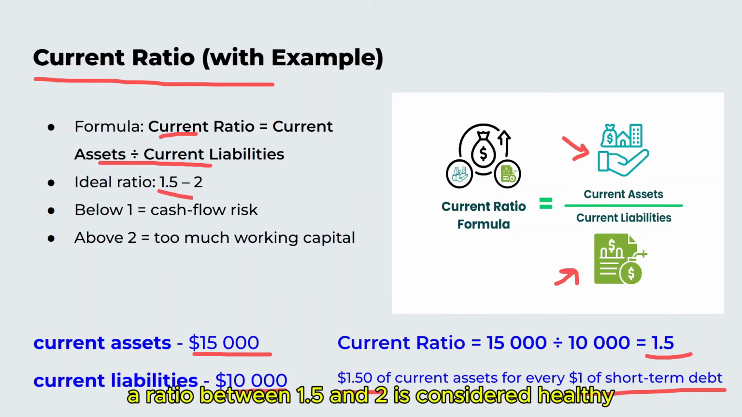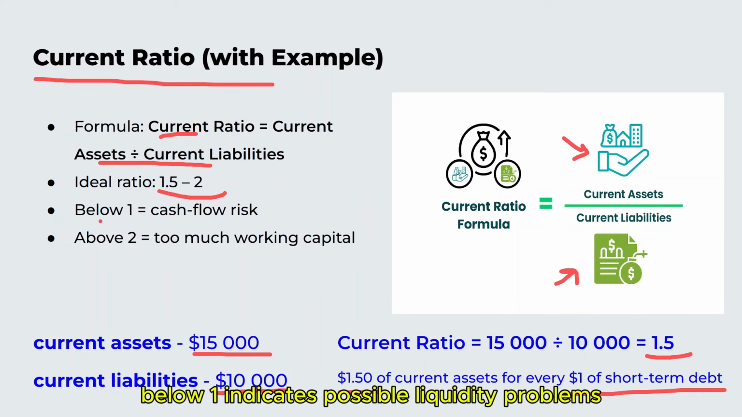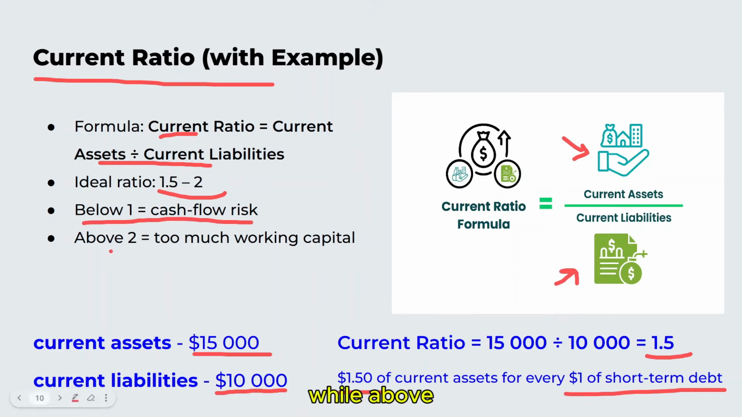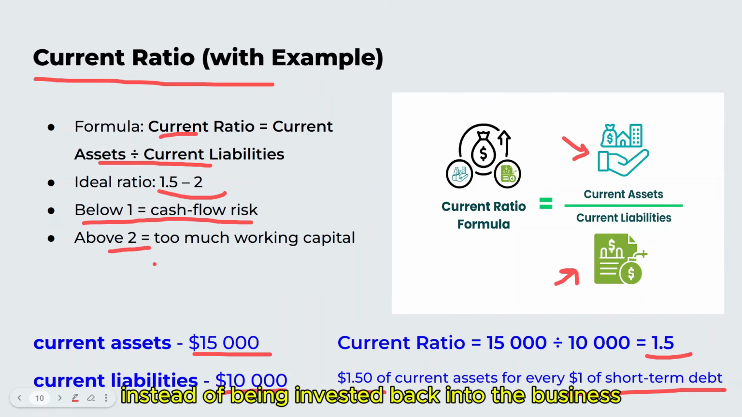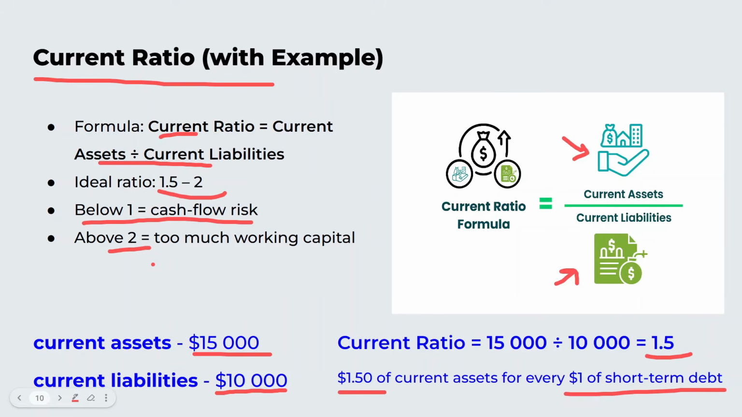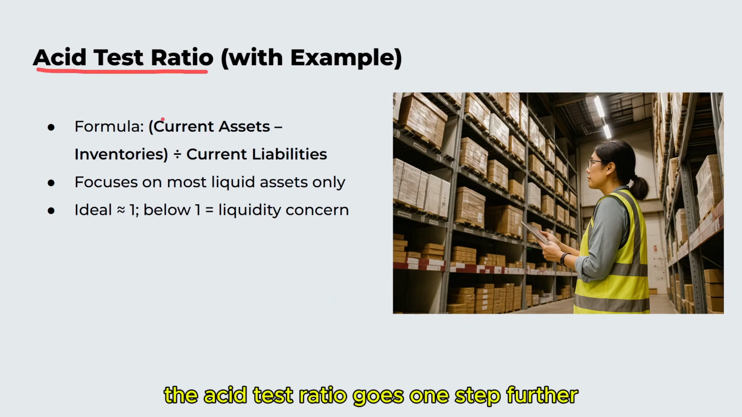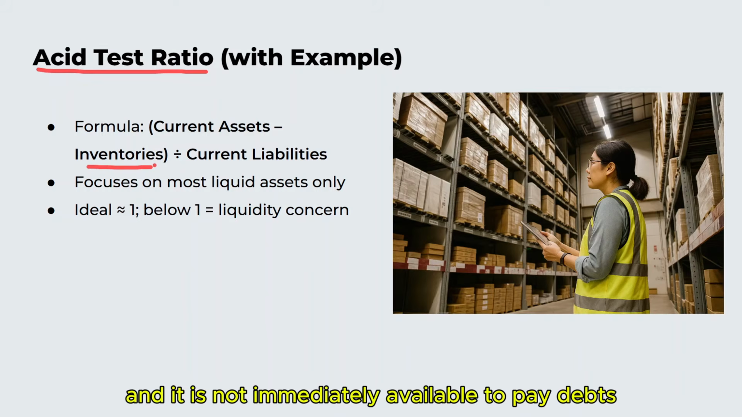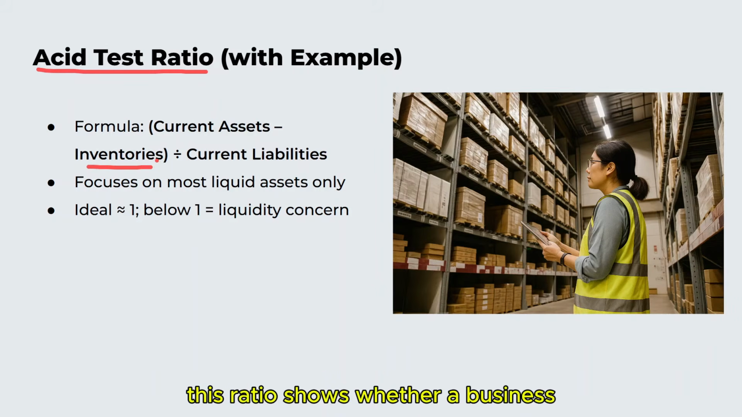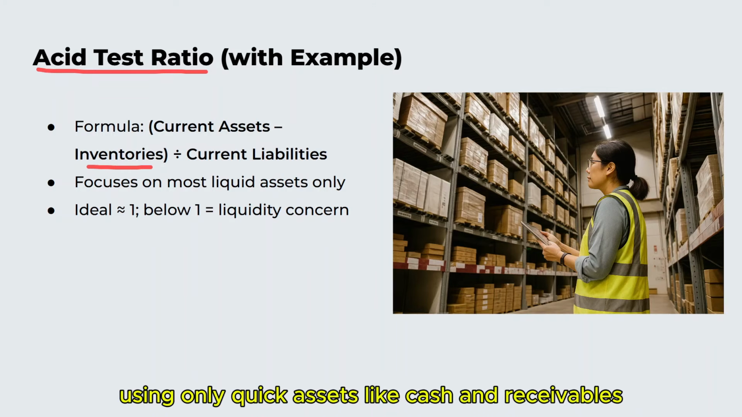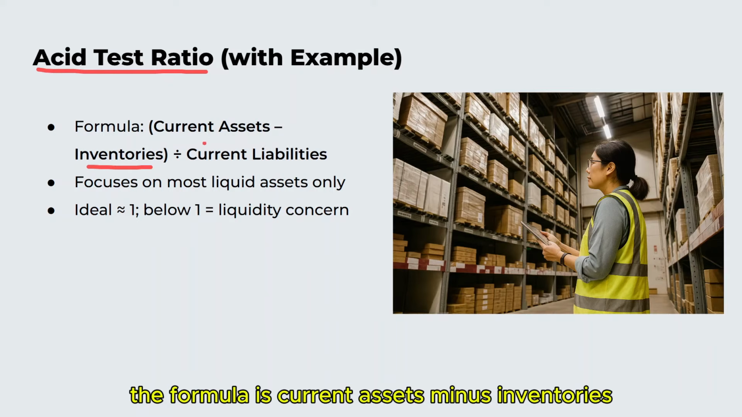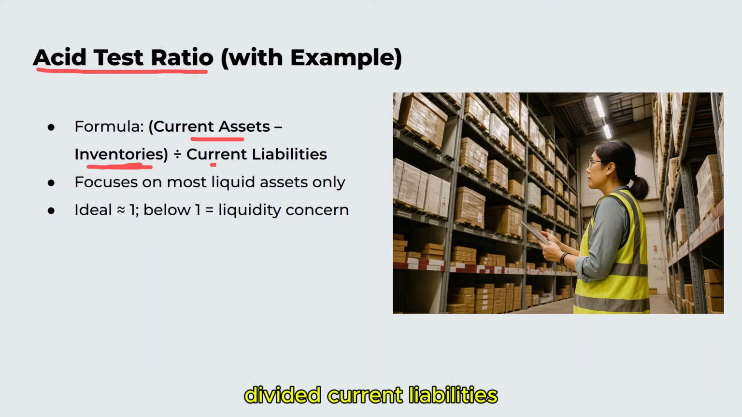A ratio between 1.5 and 2 is considered healthy. Below 1 indicates possible liquidity problems, while above 2 shows that too much money is tied up in unproductive cash or stock instead of being invested back into the business. Next, acid test ratio. The acid test ratio goes one step further. It removes inventories because stock takes time to sell and it is not immediately available to pay debts. This ratio shows whether a business could meet its short-term obligations using only quick assets like cash and receivables. The formula is current assets minus inventories divided by current liabilities.